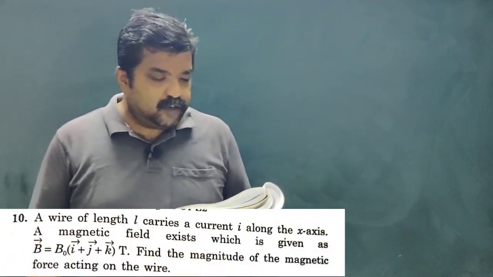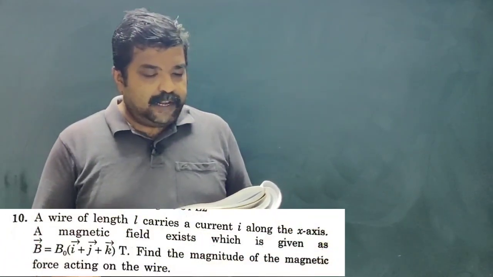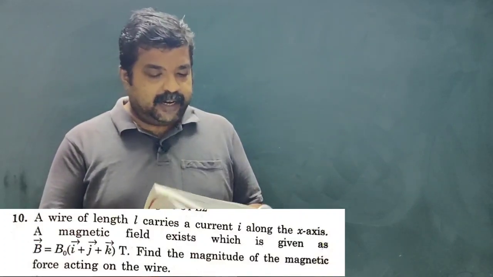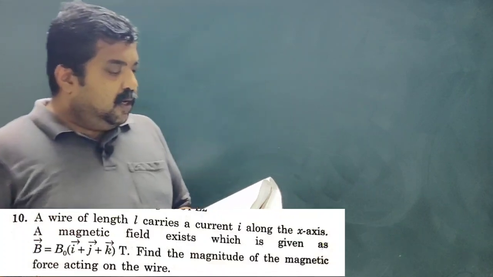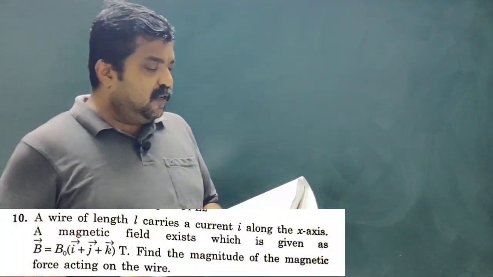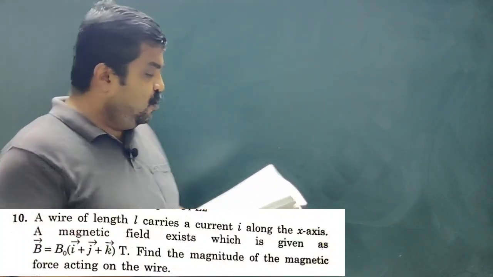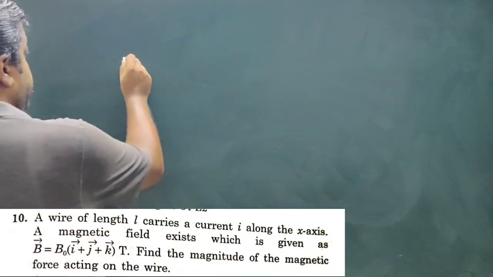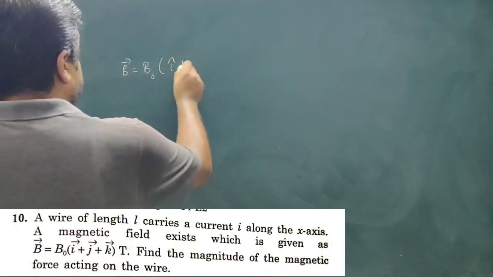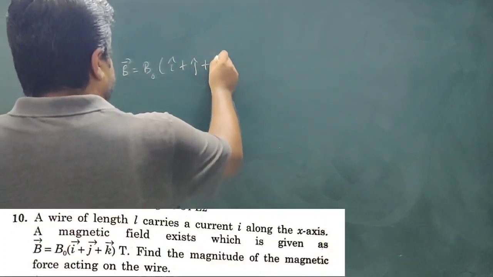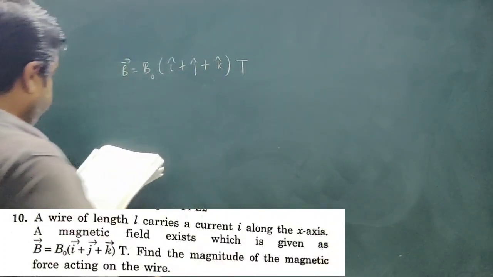So another question, this is question number 10. A wire of length L carries a current I along x-axis. A magnetic field exists which is given as B equal to B naught (i cap plus j cap plus k cap) Tesla.